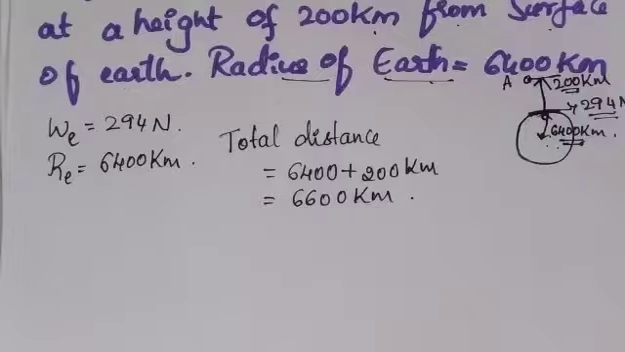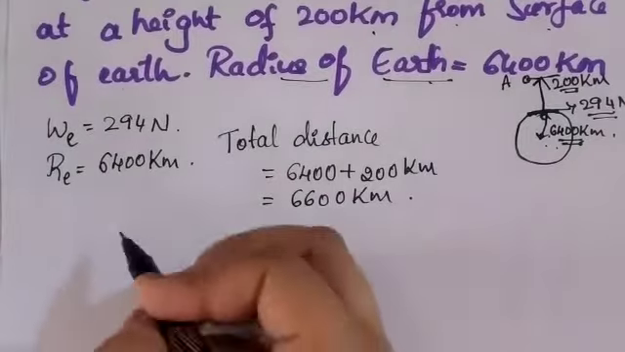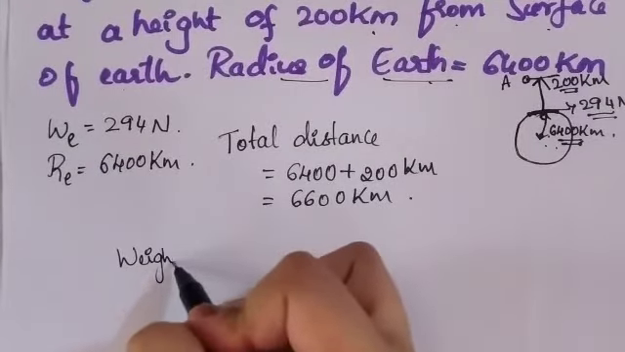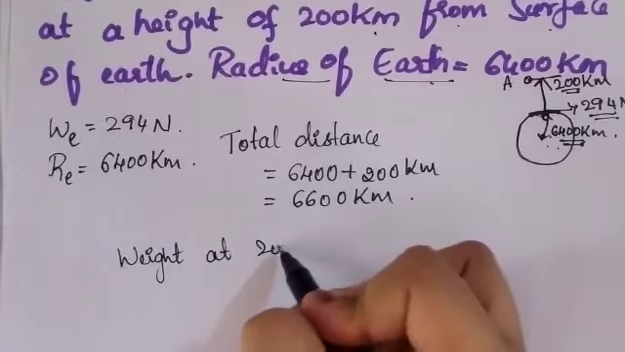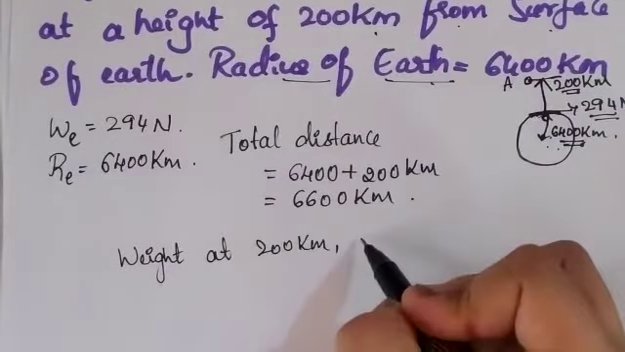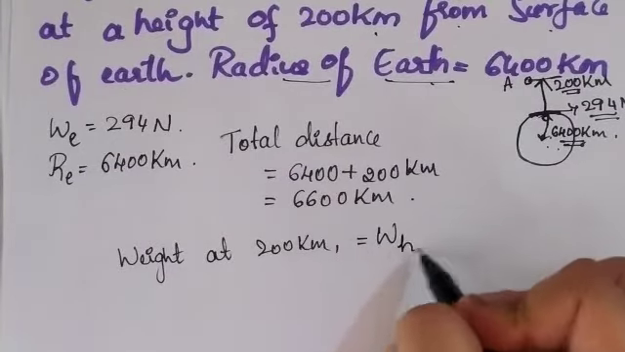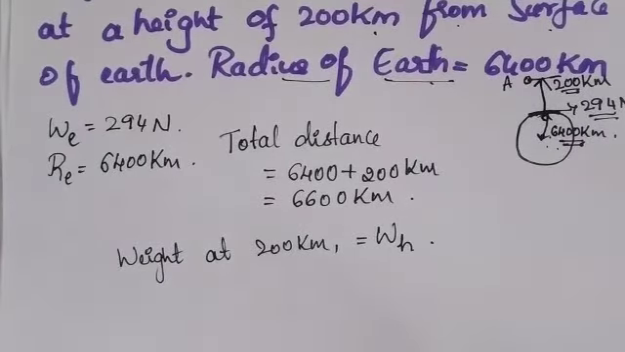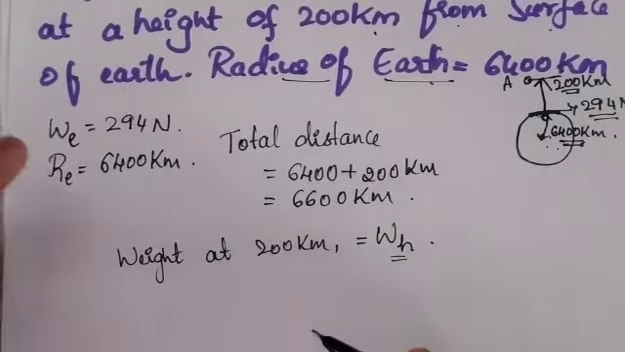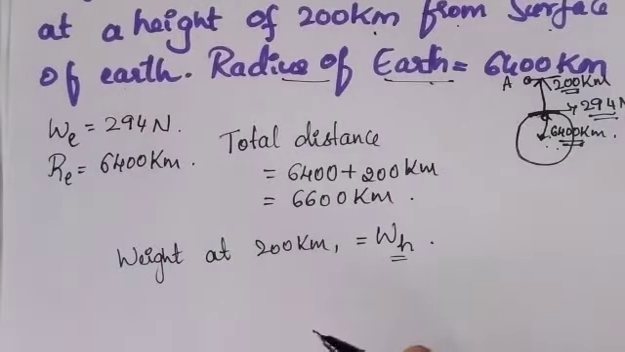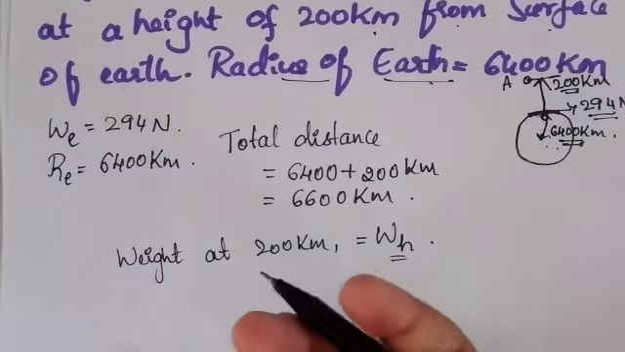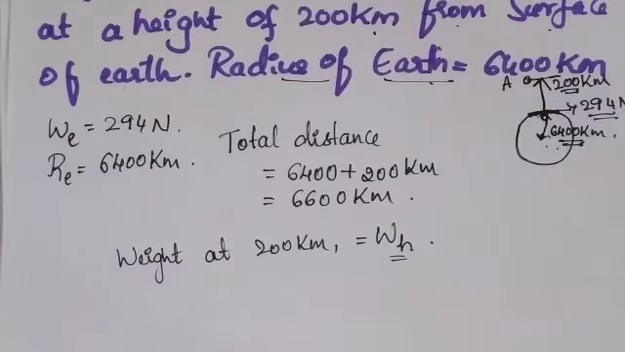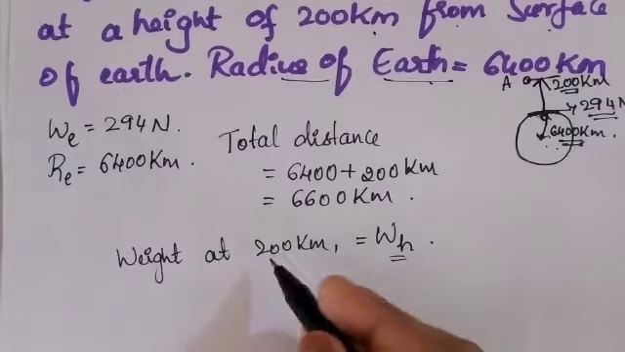Now we have to consider what is its weight at 200 kilometer. I am considering it as WH, because weight at a certain height I am going to consider as WH. Weight on the Earth is WE. Here you can't use the formula WM is equal to 1 by 6 W, because that is for the other planet, like the moon. So that is why we need to find the weight differently.